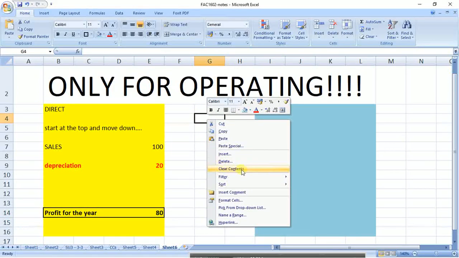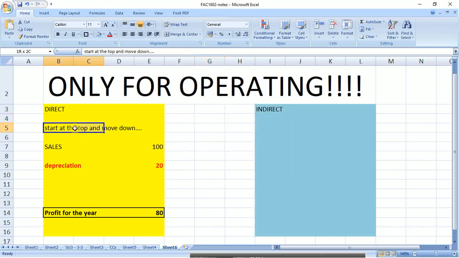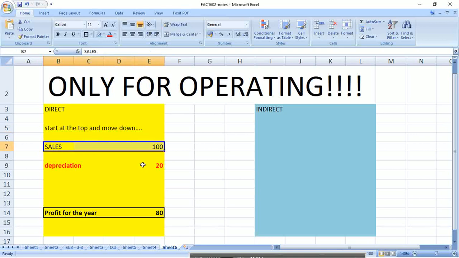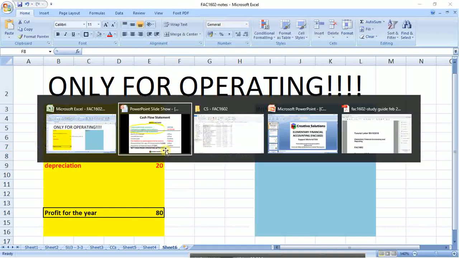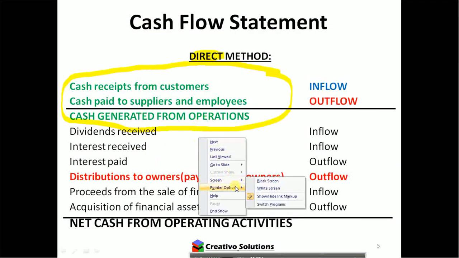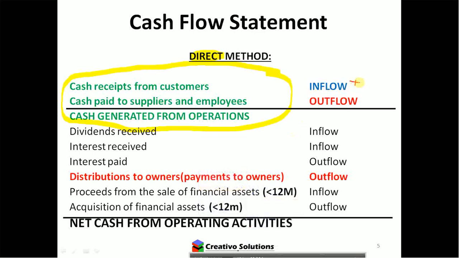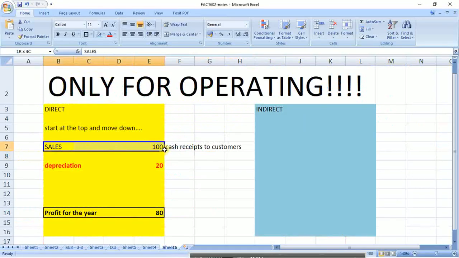Right, so coming back to our example. If I'm using direct, start from the top, move down, do I have cash payments to suppliers? No payments to suppliers. Do I have receipts from customers? Yes. Which one? Sales. Receipts from customers because it's a sale. So if I'm creating this solution, what am I going to put here? I'm going to put an inflow of 100. Why? That was the sales of 100.